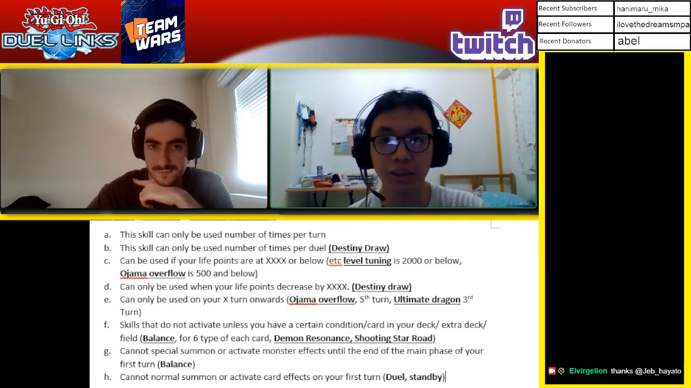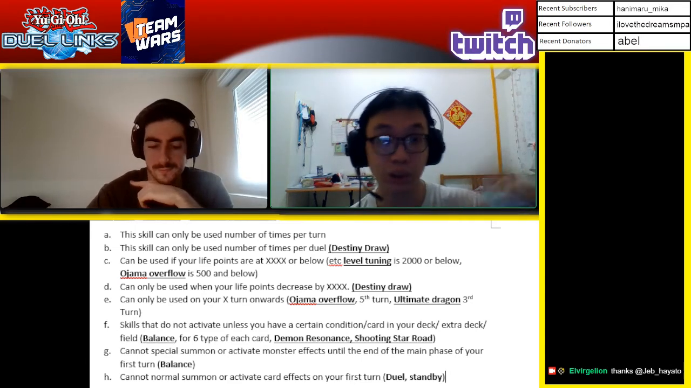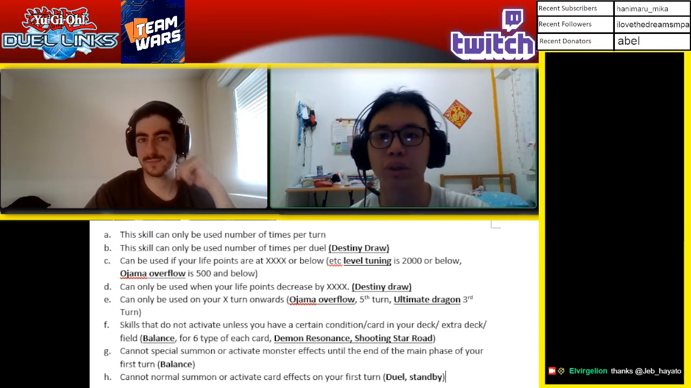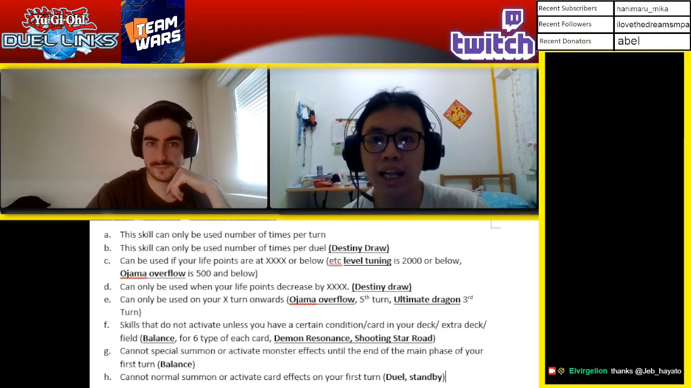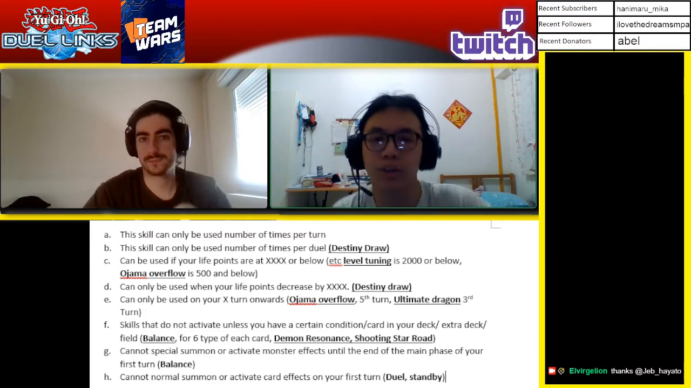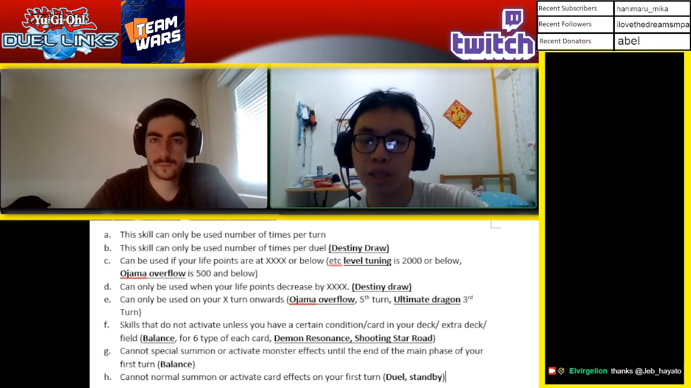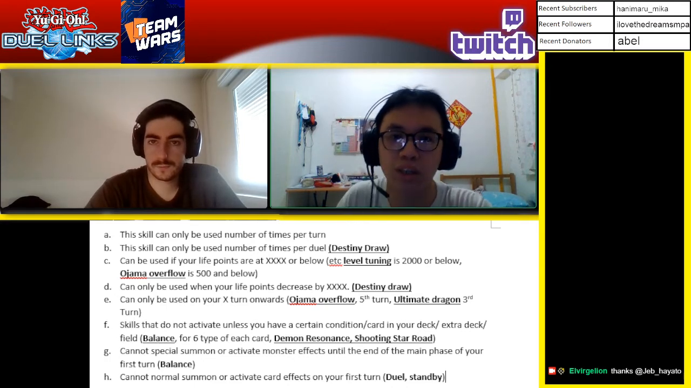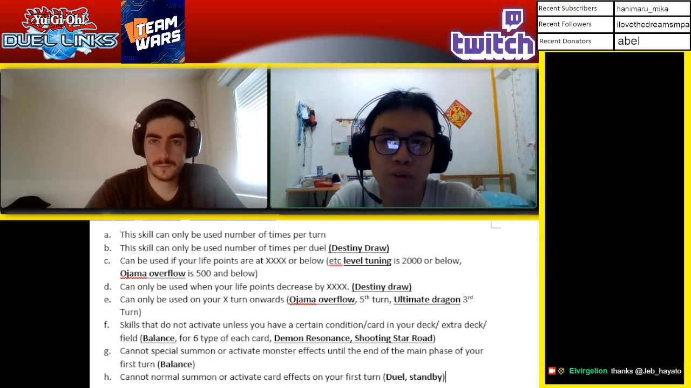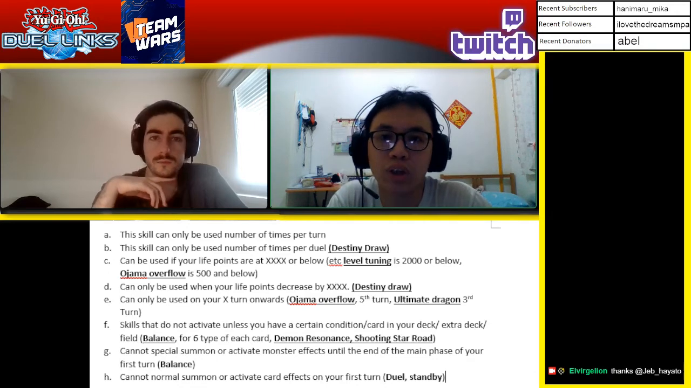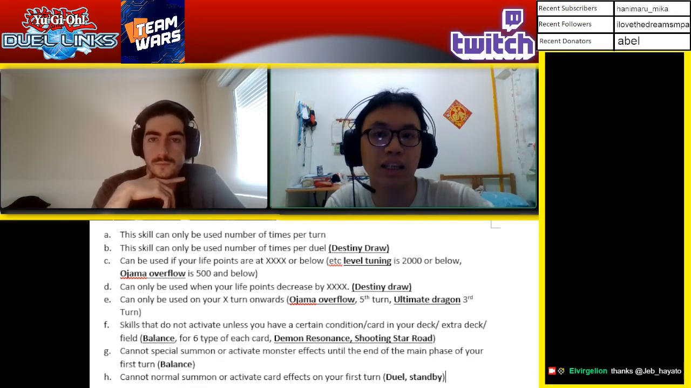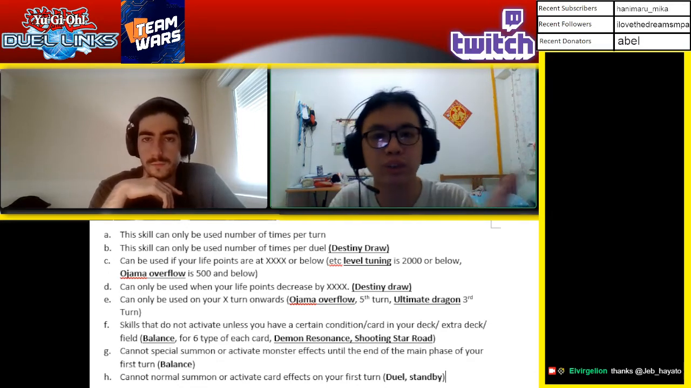Okay, these are some of the skills that are kind of restrictive to most people. Like, say, some skills can be used a certain number of turns. Some skills can be used a number of times per duel. For example, Destiny Draw, you can only use it once per duel. And some need a certain life points or below in order to use it. Like Level Tuning, you need 2000 or below. Ojama Overflow, you need 500 or below. And the next one could be when your life points are decreased by a certain amount. Like, Destiny Draw must decrease by 2000.